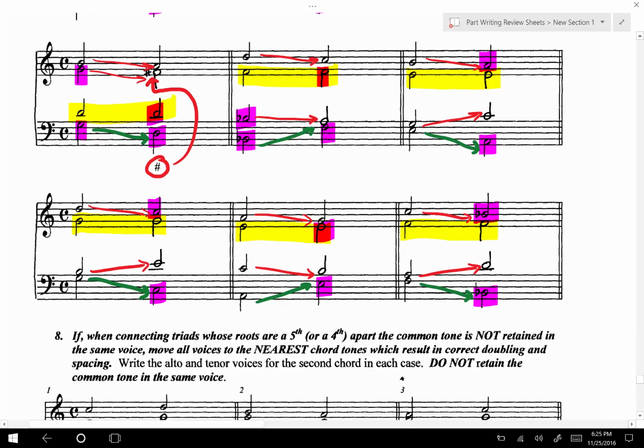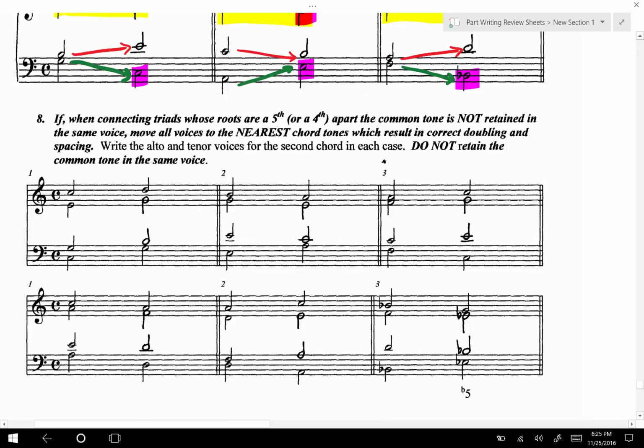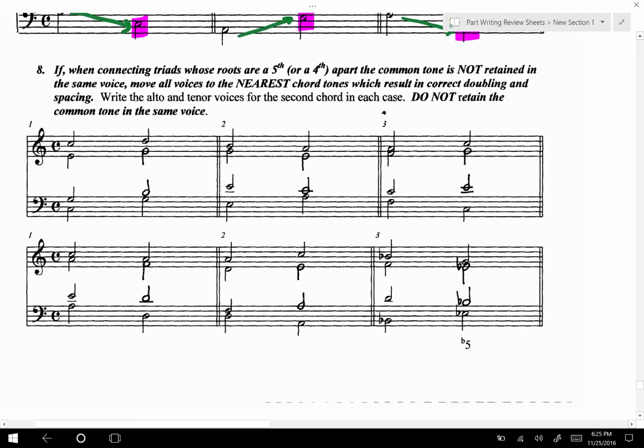Let's head down to number 8. If, when connecting triads whose roots are a fifth or fourth apart, the common tone is not retained in the same voice, then you'll have to move all the voices to the nearest chord tones, which result in correct doubling and spacing. So now we are not allowed to retain the common tone in the same voice, even though our bass moves by that of a fifth or a fourth.